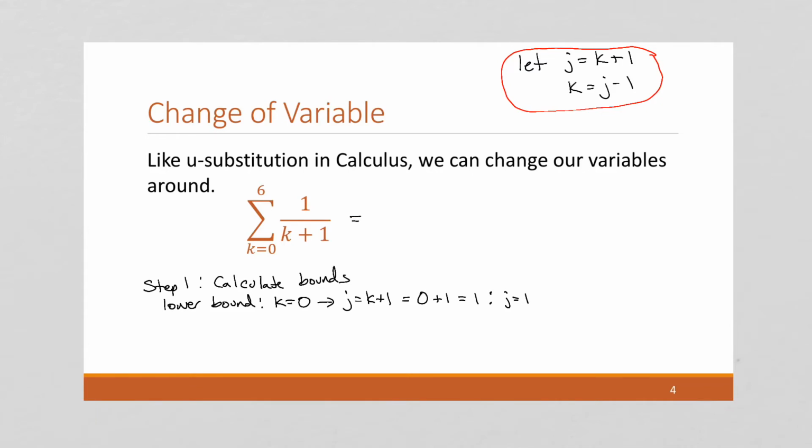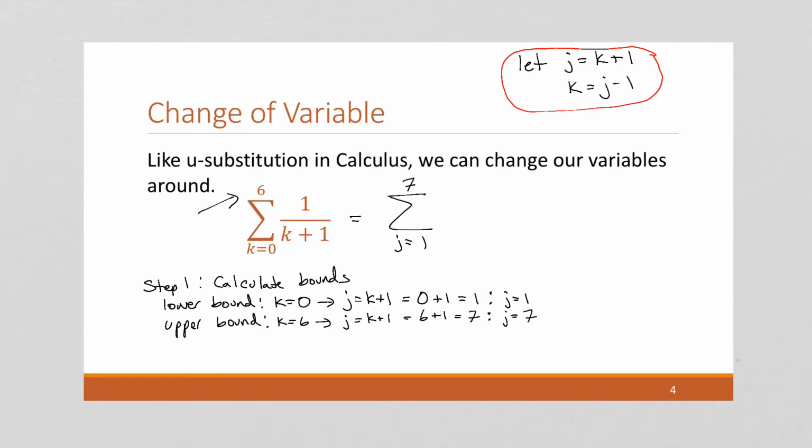And so we can do this as we do the bounds. So now we've got j equals 1. Now let's do our upper bound. On our original summation, we have that k goes to 6. And again, we know that j equals k plus 1, so I'm going to substitute a 6 in for that k. 6 plus 1 gives me 7, which means my upper bound is j equals 7.